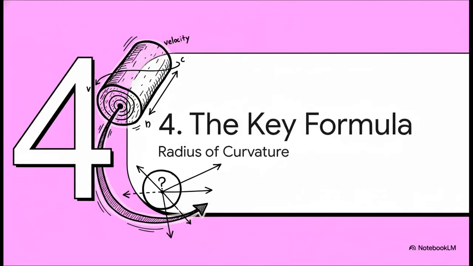Fantastic. So let's take a quick inventory. We've got the velocities and the accelerations for both point A and point B. But the problem didn't ask for that, did it? It asked for the radius of curvature. So how on earth do we get from velocity and acceleration to the actual shape of the path?